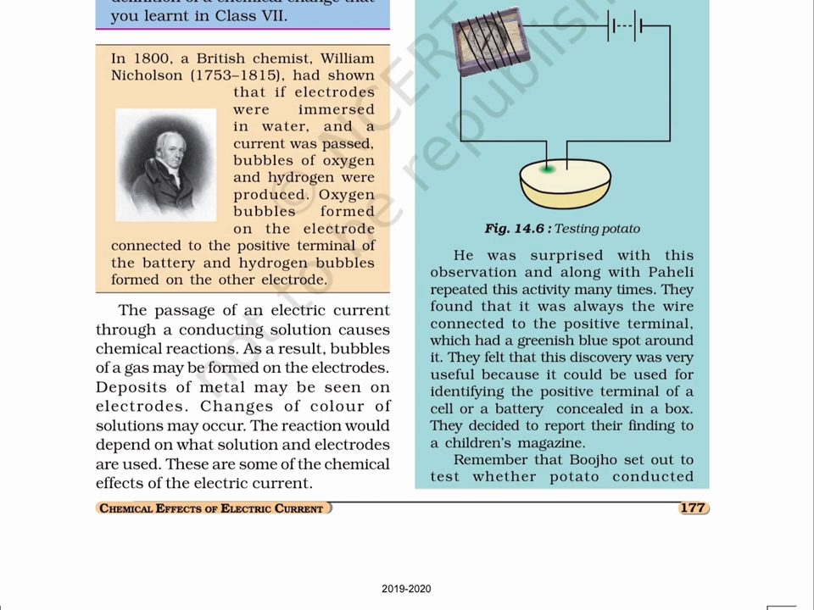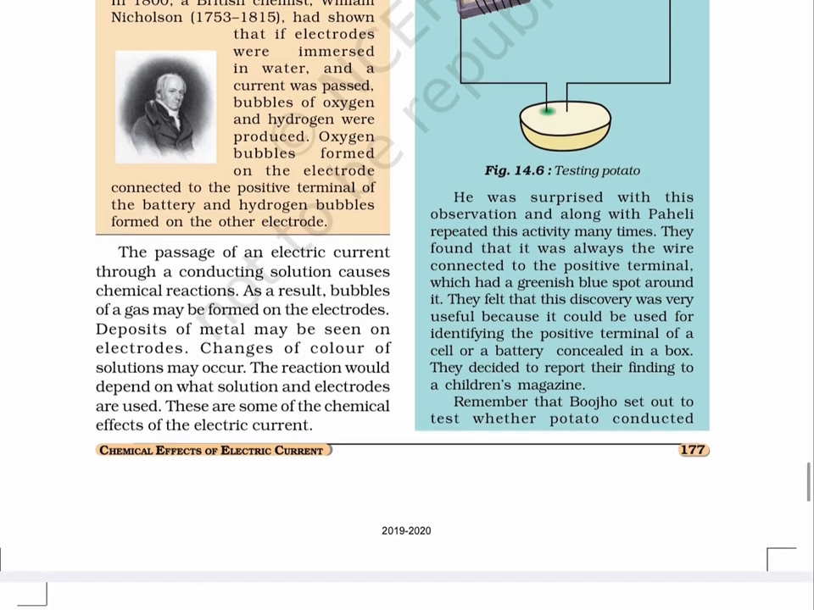As a result, bubbles of a gas may be formed on the electrodes. Deposits of metal may be seen on electrodes. Changes of color of solutions may occur. The reaction would depend on what solution and electrodes are used. These are some of the chemical effects of the electric current.